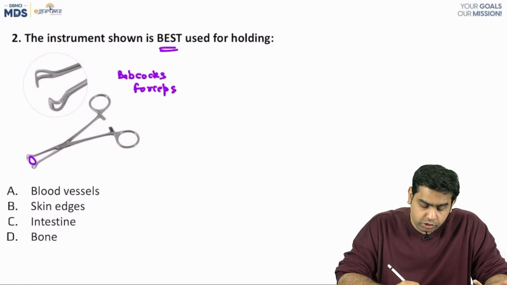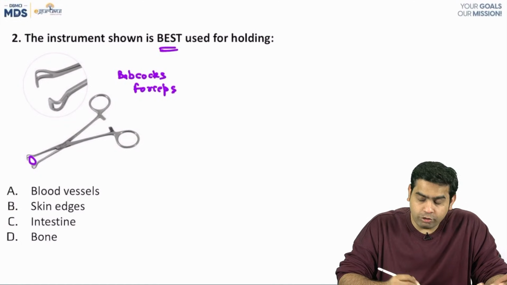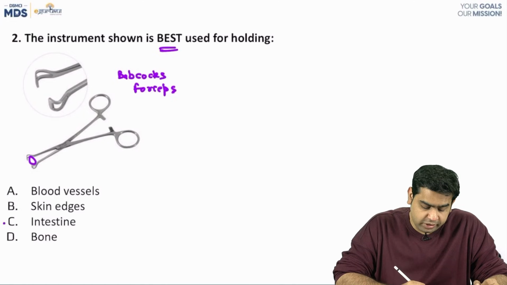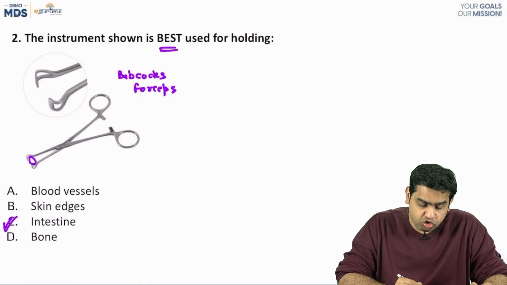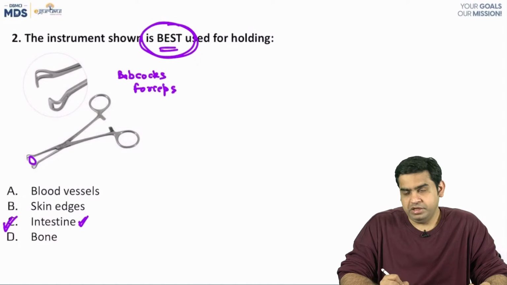Now, out of the options, which is the hollow structure, like hollow visceral structure, it is the intestine. Okay, so the instrument shown is best used for holding the intestine.